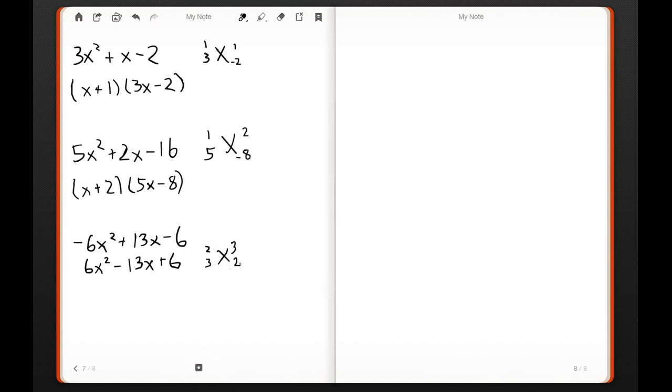But we have 4 plus 9 is 13, not negative 13. In order to get negative 13 and keep a positive 6 here, meaning these two have to multiply to positive 6, they can both be negative. Negative 3 times negative 2 is still positive 6, but now when we add, it's negative 9 plus negative 4 is negative 13. So the factored result is 2x minus 3 times 3x minus 2.